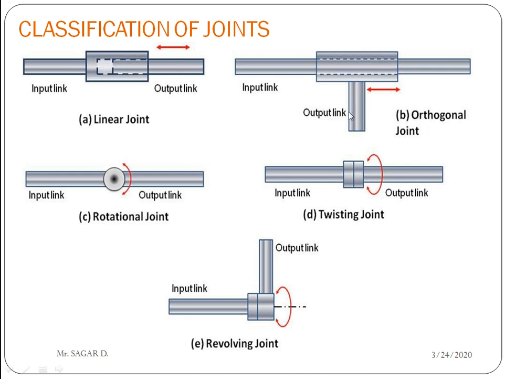Whereas in the orthogonal joint, the input link and output link are perpendicular to each other, they are orthogonal to each other. This is the rotational joint, which provides rotary motion, the twisting joint, which provides twisting motion, and the revolving joint. Again in the revolving joint, input and output links are perpendicular to each other, which provides the revolving motion.